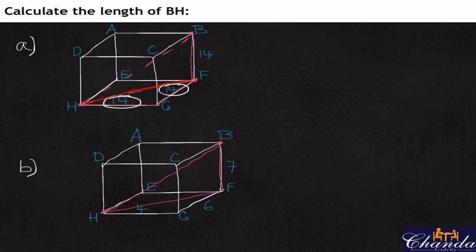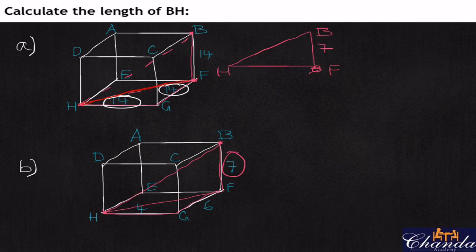So let's draw it up here. I'm going to keep using my pink. Okay, so we have H at the bottom there. We have, sorry, not G. We have F right there. And we have B up here. BF has been given to us as 7. HF we do not know yet, but we do know that it forms the hypotenuse of this triangle at the bottom here. So HG, GF, and then HF.